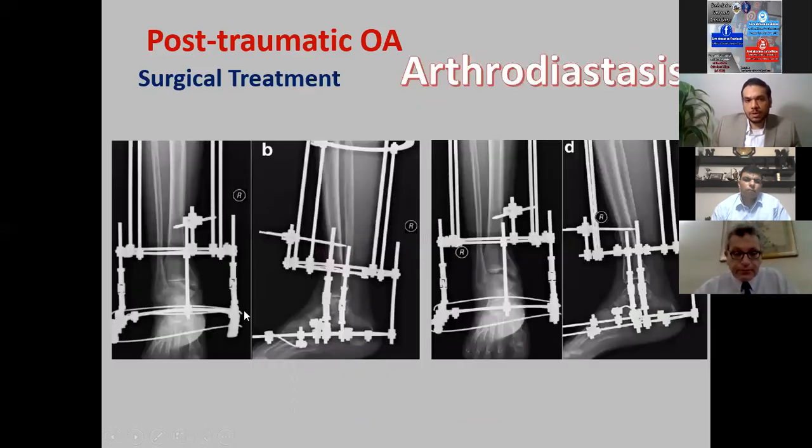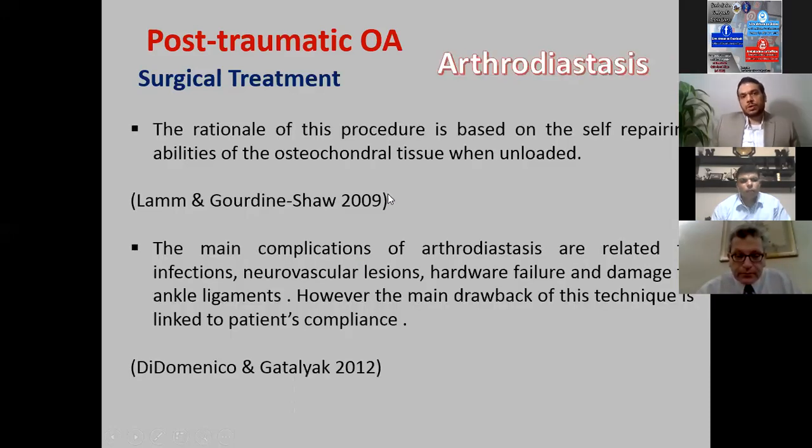This is an example of the arthrodiastasis. This is the immediate post-operative X-ray with the narrow joint space and obliteration. And this is 1 week after the progressive distraction, with the joint space distracted. The rationale for this surgery is based on the self-repairing capacity of the osteochondral tissue when unloaded. So we give a chance for the diseased cartilage to heal itself.